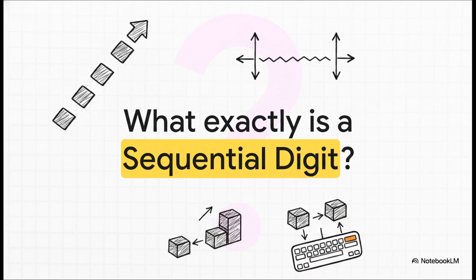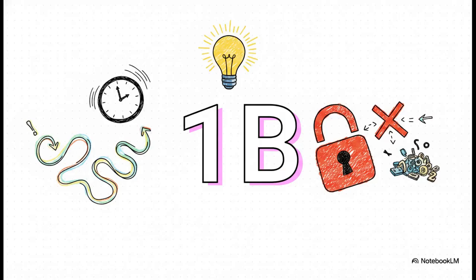The challenge we're given is to return a sorted list of all these sequential numbers that fall within a specific range, defined by a low bound and a high bound. Sounds pretty simple, right? Well, hold on, because here's where our intuition can totally lead us astray.